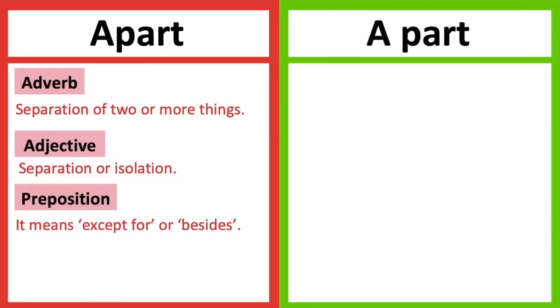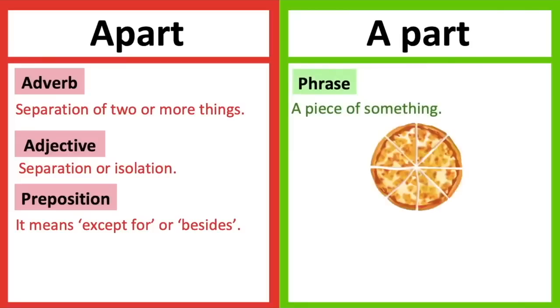A part. A part is made up of the article a and part, which is a noun. This is a phrase and it refers to a piece of something. So, it's one part of a whole or one part of a larger group. A part is usually used with the preposition of, so it becomes a part of.